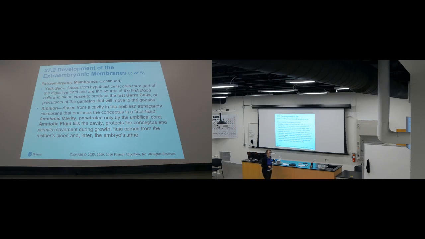The amnion arises from a cavity in the epiblast. And then the fetus, or the conceptus, is going to be surrounded by amniotic fluid, and this amniotic fluid is going to allow the growth of the baby. This fluid is going to come from the mother's blood and later from the embryo's urine. And this amniotic cavity is going to be penetrated only by the umbilical cord.